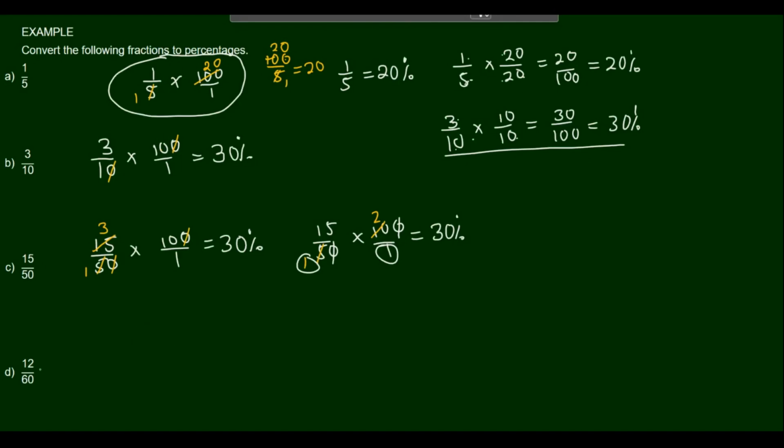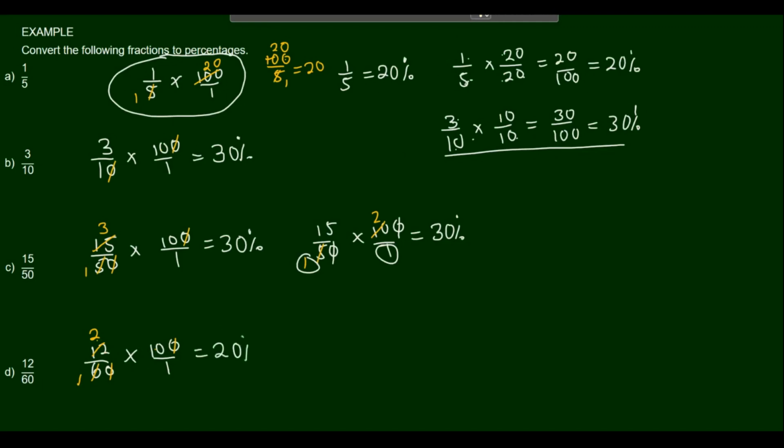And then we have 12 over 60. 12 over 60, we say 12 over 60 times 100 over 1. We start by dividing by 10. And then let's simplify before we multiply. So we can say 6 into 6, 1. 6 into 12, which is 2. And then what are we left with? 2 times 10. And then denominator is 1 times 1, so it's fine. So 2 times 10, which is equal to 20.